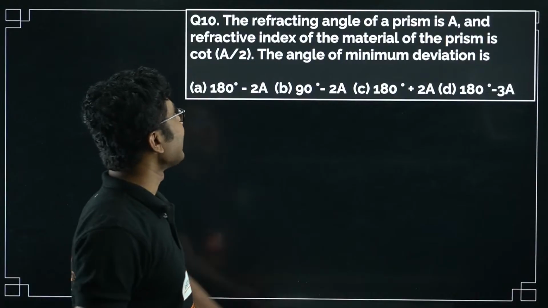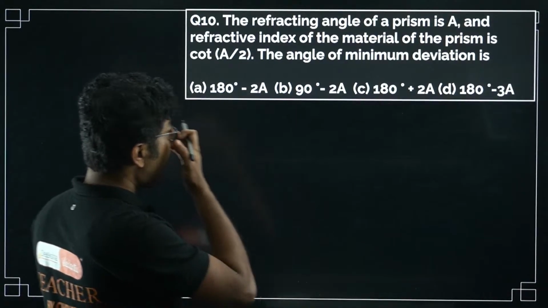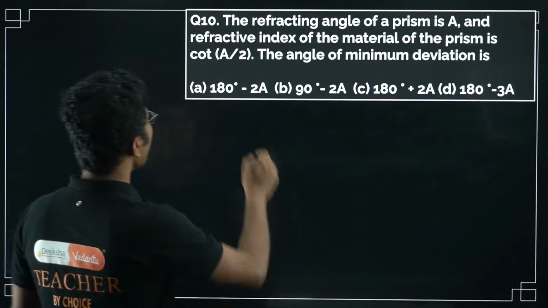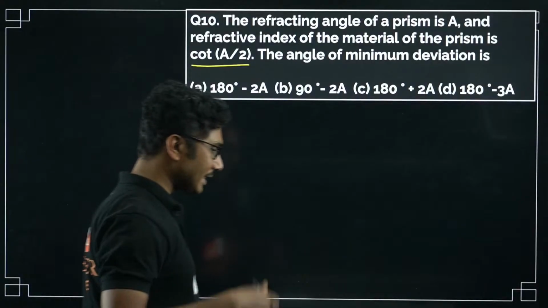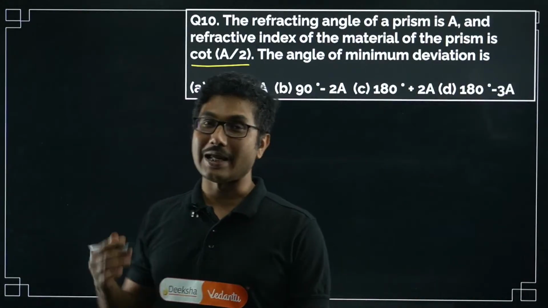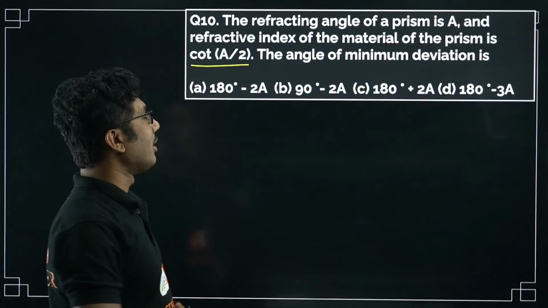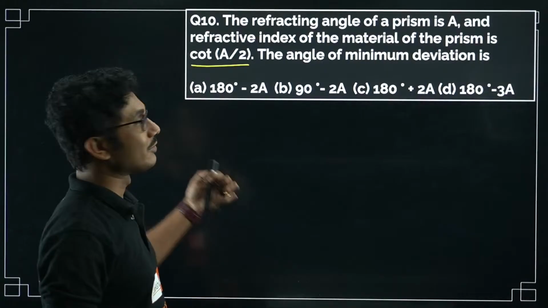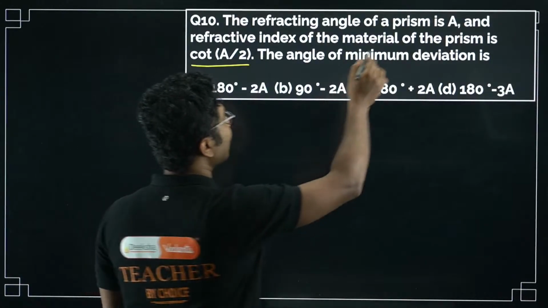So question number 10: the refracting angle of a prism is A and the refractive index of the material of the prism is cot A by 2. Find the angle of minimum deviation. There is an experiment based on refraction through a prism, the I versus E graph, right? That is also part of your experimental syllabus. So this kind of question might also come, and this is also considered an experiment based question.